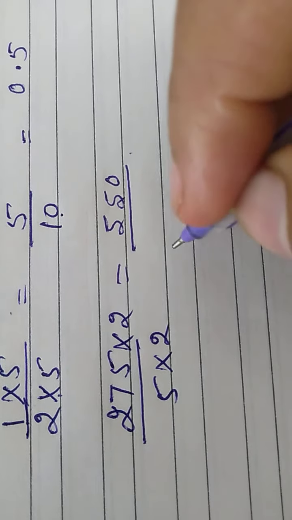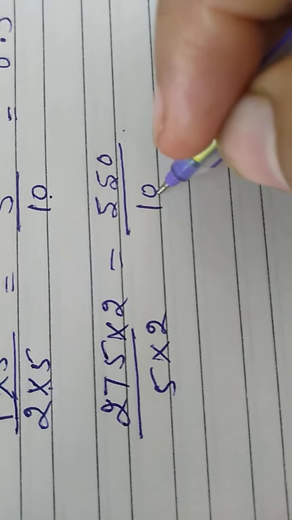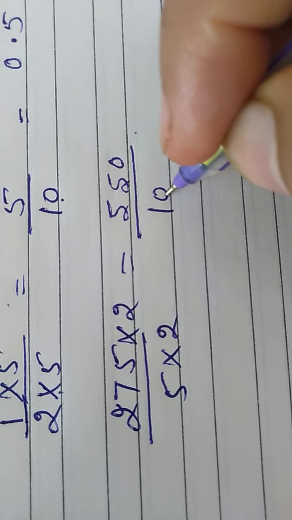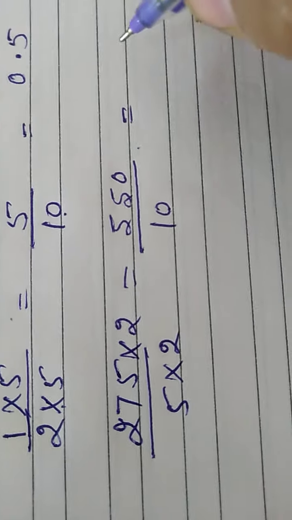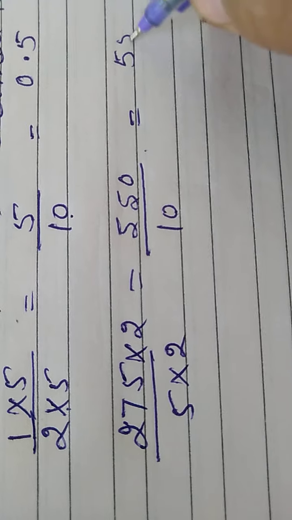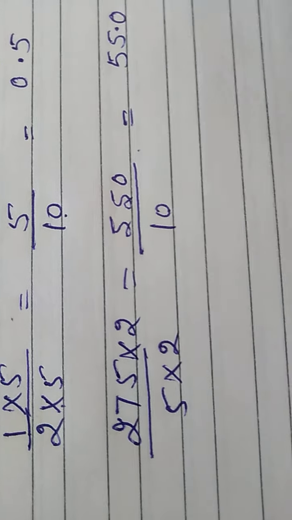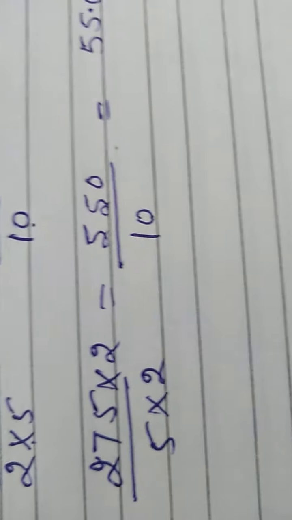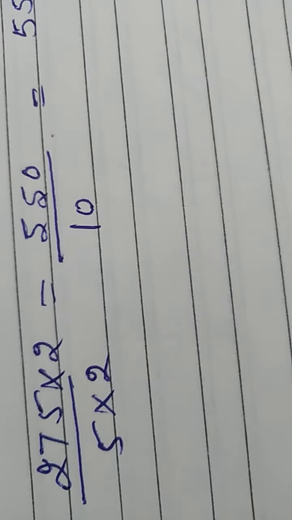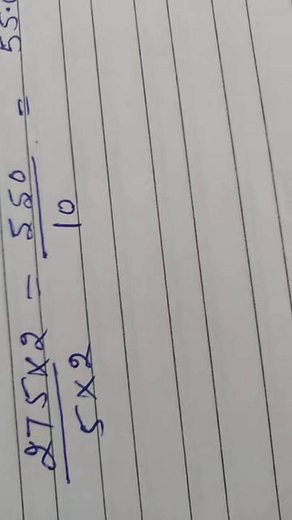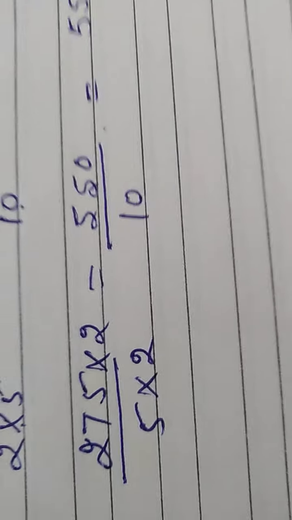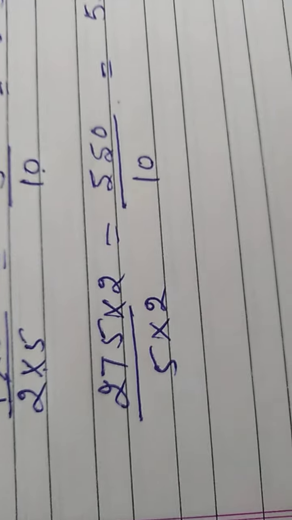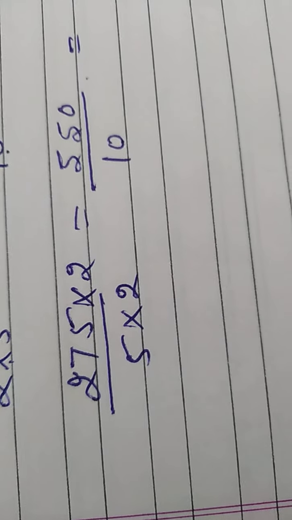(550) upon 10. So there is a 1 0 in the denominator. So what we'll do, we'll put the decimal before one digit. We'll count the digit from the right hand side. If we count from the left hand side, then it will be wrong. And if it is not possible to convert it into a multiple of 10, or you are facing problem to convert the denominator into a multiple of 10, then simply you can divide it also.